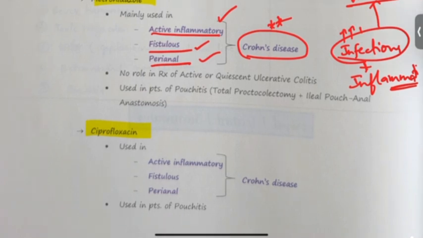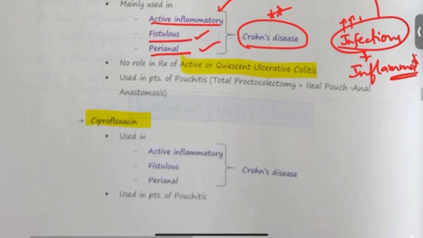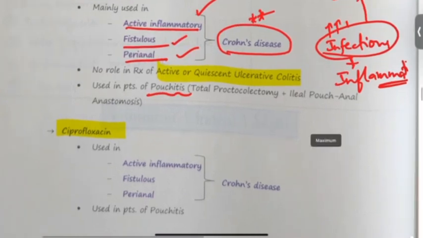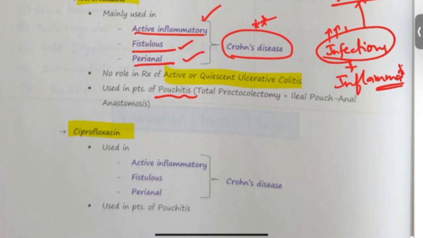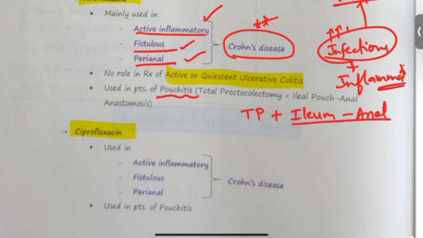There is no role in active or quiescent ulcerative colitis. Okay, metronidazole can also be used in patients with pouchitis, which we had discussed while discussing the large intestine. If the entire large intestine is involved in ulceration, then we go for total proctocolectomy, and whatever ileum remains is anastomosed with the anal canal. So ileal pouch anal anastomosis is done. The remaining pouch can undergo inflammation as a complication, which is called pouchitis. In that case, along with pouchitis, there can be an abscess also. So in order to prevent that abscess, we can go for an antibiotic, that is metronidazole.